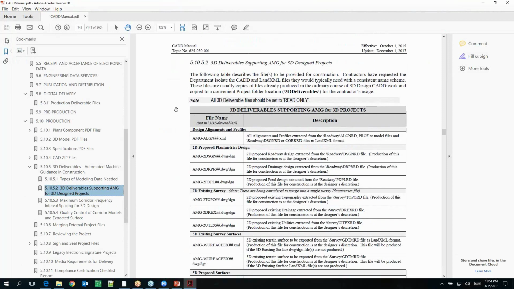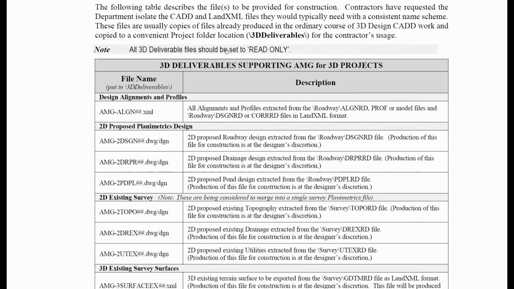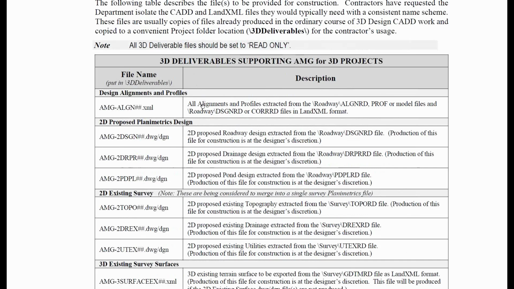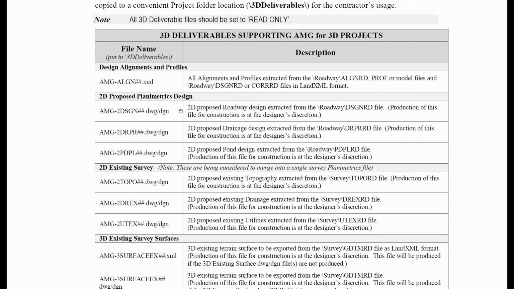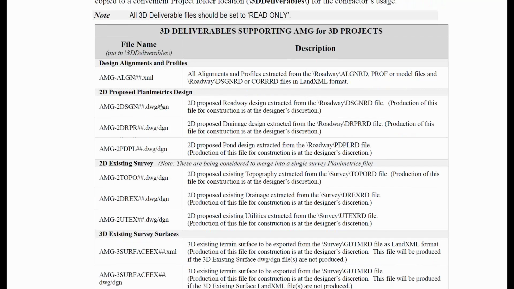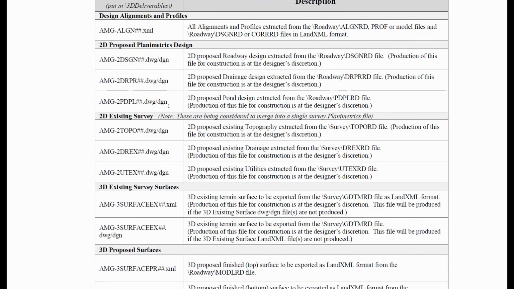So all these files are the ones that we need to deliver, or some of these are optional. So we need the alignments and profiles in LandXML format. Optionally, we can have the lines in a DGN or DWG, depending on whether you're producing in Civil 3D or MicroStation. So we're doing MicroStation, so let's say DGN. So that's optional, and then the existing survey, also optional.